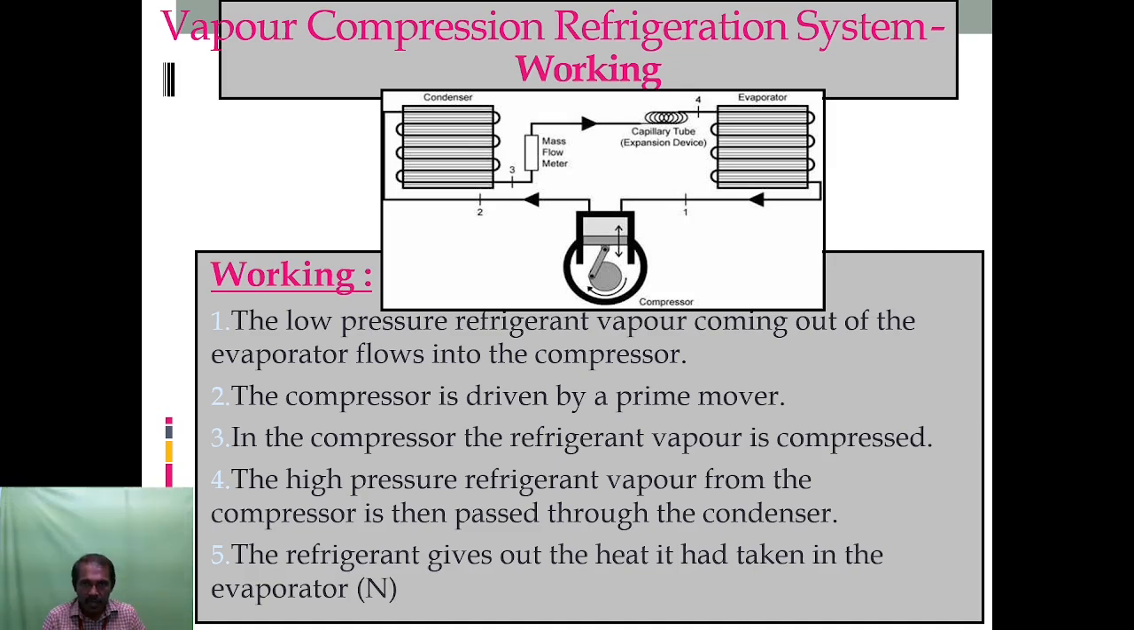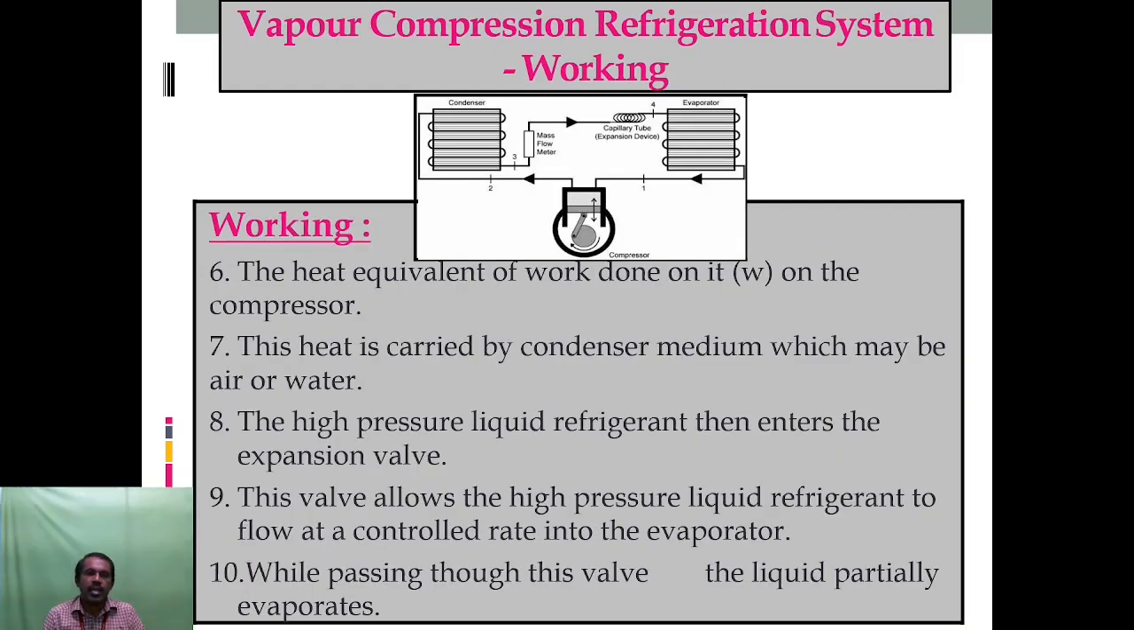The working of vapor compression refrigeration: the low pressure refrigerant vapor coming out of the evaporator flows into the compressor. The compressor is driven by the primary mover. The refrigerant vapor is compressed. The high pressure refrigerant vapor from the compressor is then passed through the condenser. The refrigerant gives out the heat it has taken in the evaporator, plus the heat equivalent of the work done on it in the compressor. The heat is carried away by the condenser medium, which may be air or water.